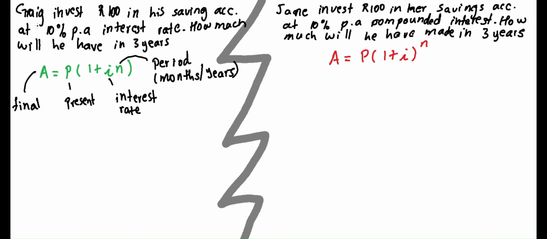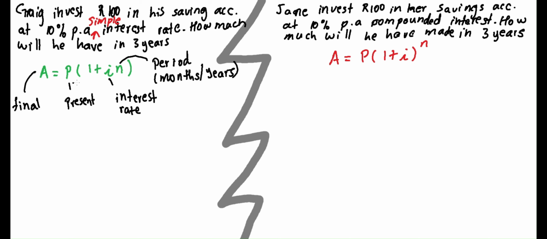We have Greg and Jane. Greg is investing 100 rands in his savings account at 10% per annum interest rate. How much will he have in 3 years? We have been told from our statement that Greg is using a simple interest. Usually, most of the time, they will tell you which kind of interest rate a person is using. So in this case, Greg is using a simple interest.